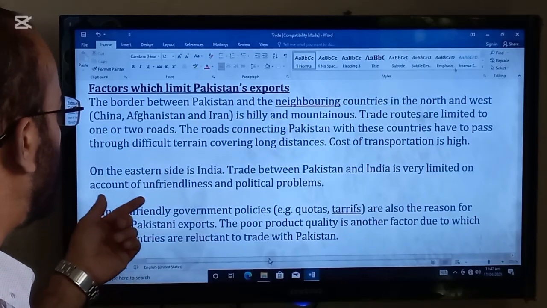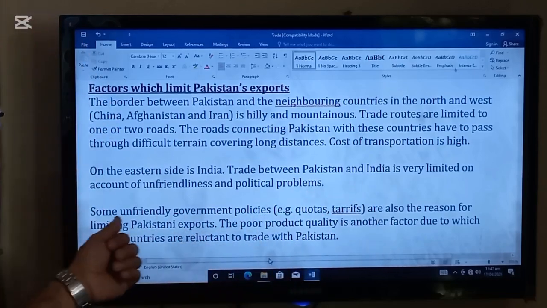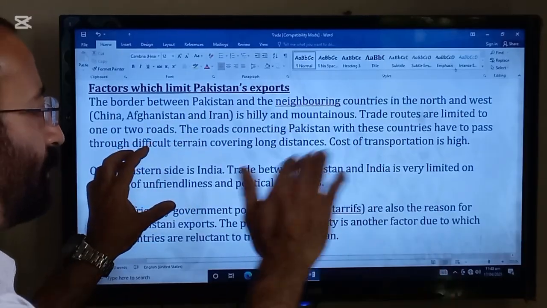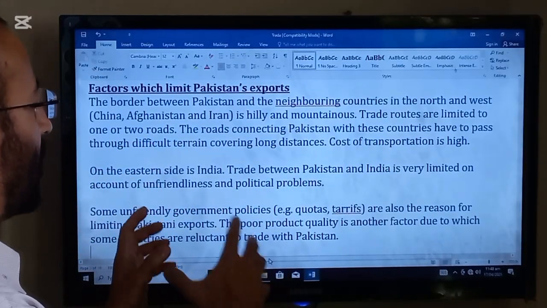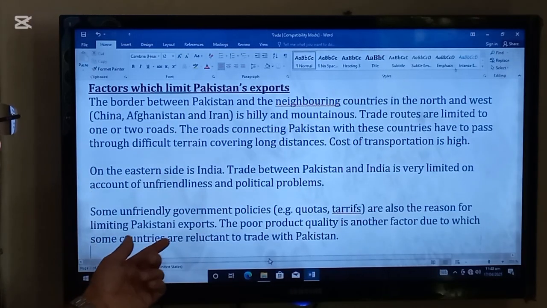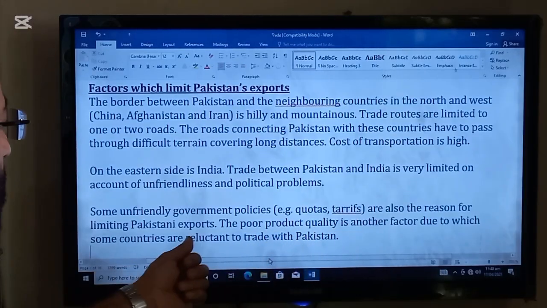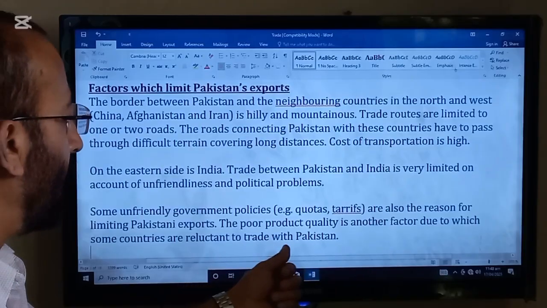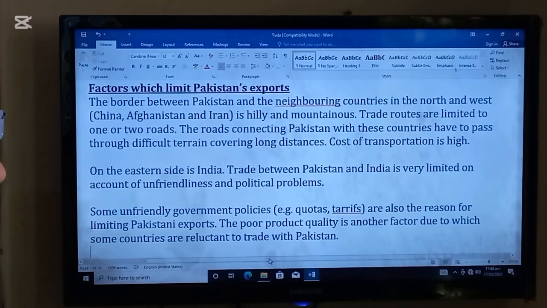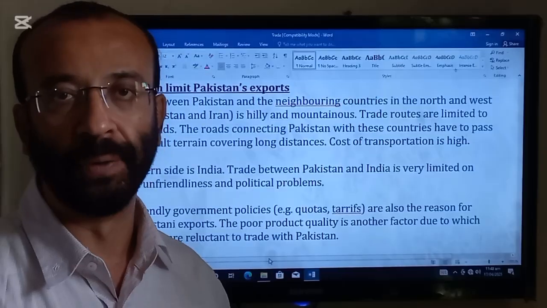On the other, eastern side is India. Trade between Pakistan and India is very limited on account of unfriendliness and political problems. So this is the problem which we are facing with the fourth neighbor. That's why Pakistan's exports are very low. The next point is some unfriendly government policies, for example, quotas and tariffs, which are also a reason for limiting Pakistan's exports. Poor product quality is another factor due to which some countries are reluctant to trade with Pakistan. So these were some points due to which Pakistan's exports are not growing.